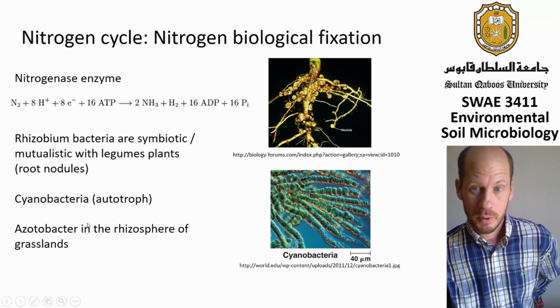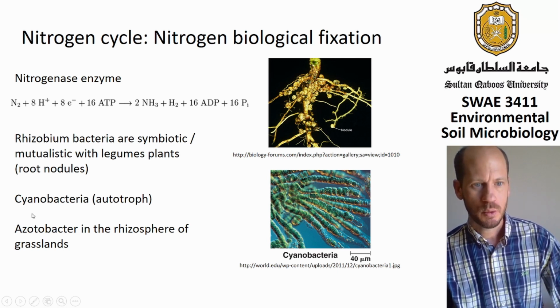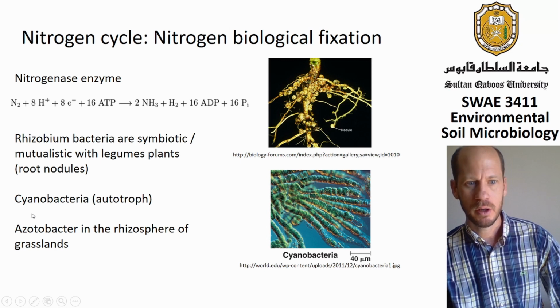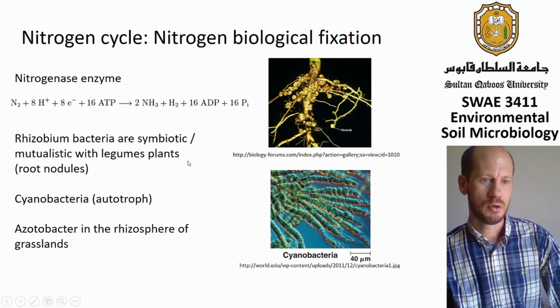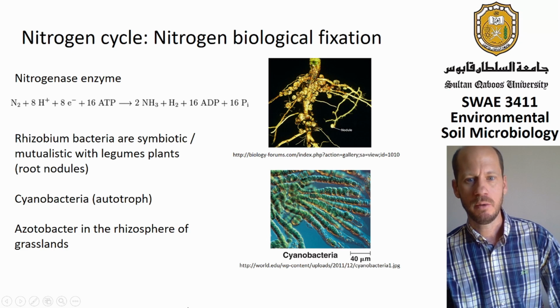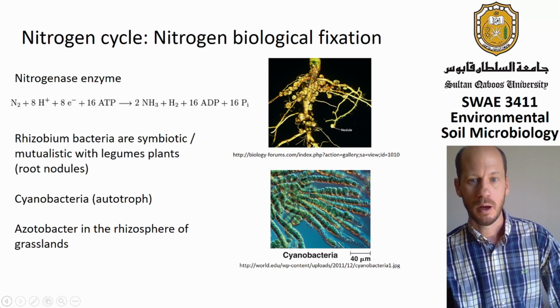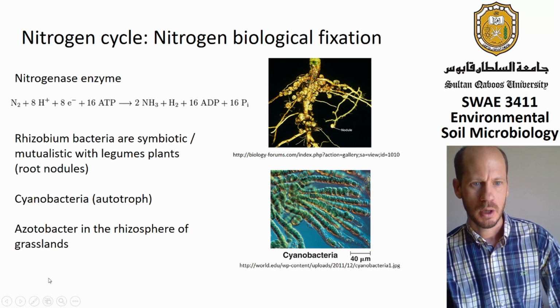But rhizobium are not the only bacteria doing this. We have other symbiotic and non-symbiotic organisms doing this. So cyanobacteria are also older than the rhizobium. They're probably the first microbes to fix atmospheric nitrogen.